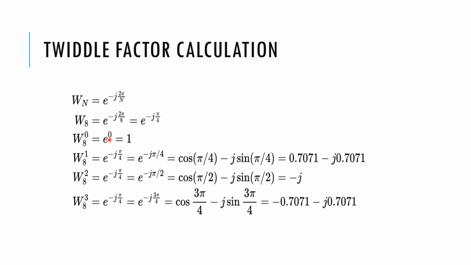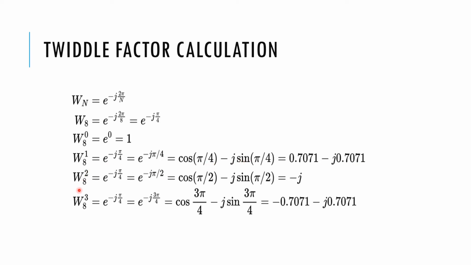First we will calculate W8 to the power of 0. So W8 to the power of 0 is e to the power of 0, which is equal to 1. Right. W8 to the power of 1, we already know what is W8 raised to the power of 1. So this becomes cos pi by 4 minus j sin pi by 4, which is equal to 0.707 minus j 0.707, that is cos 45 degrees minus j sin 45 degrees.